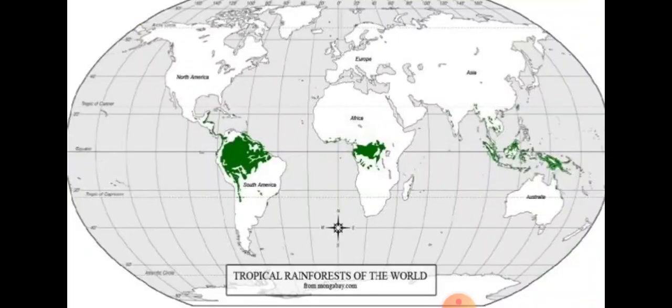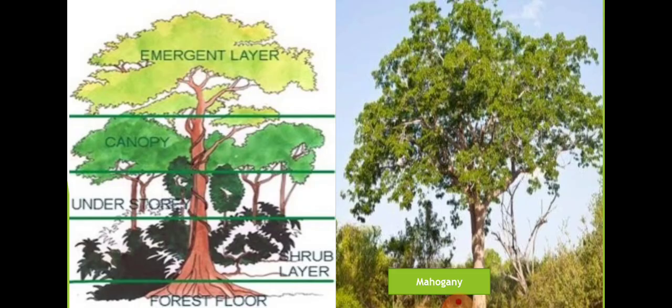Now these are the areas where the tropical rainforests are found. There you can see near the equatorial region, whether it is South America, Africa, or the small islands, these areas have the tropical evergreen forest where the trees do not shed their leaves.